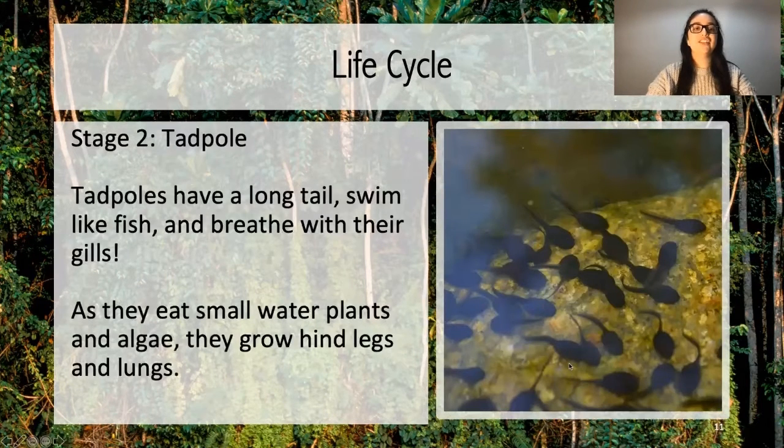The next stage is the tadpole stage. Tadpoles have a long tail, like you can see in this image here. They swim like fish and breathe with their gills. As they eat small water plants and algae, they grow hind legs and lungs. In this picture, you can't see their hind legs yet.